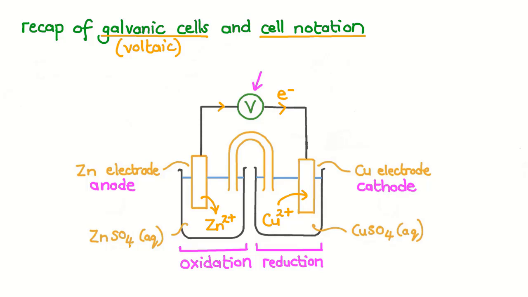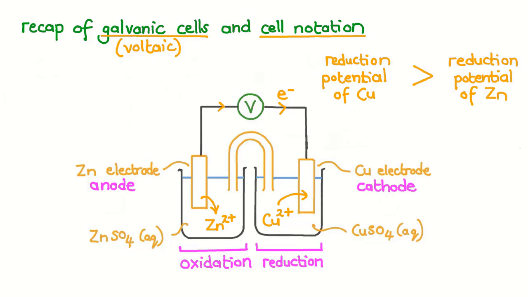Now, the reason why charge flows spontaneously in a galvanic cell is because there is a potential difference between the two electrodes. Specifically, we talk about the potential of each electrode to be reduced. In this example, the copper electrode is more easily reduced than the zinc electrode. We say copper has a greater reduction potential than zinc, and that is why copper is reduced and zinc is oxidized.